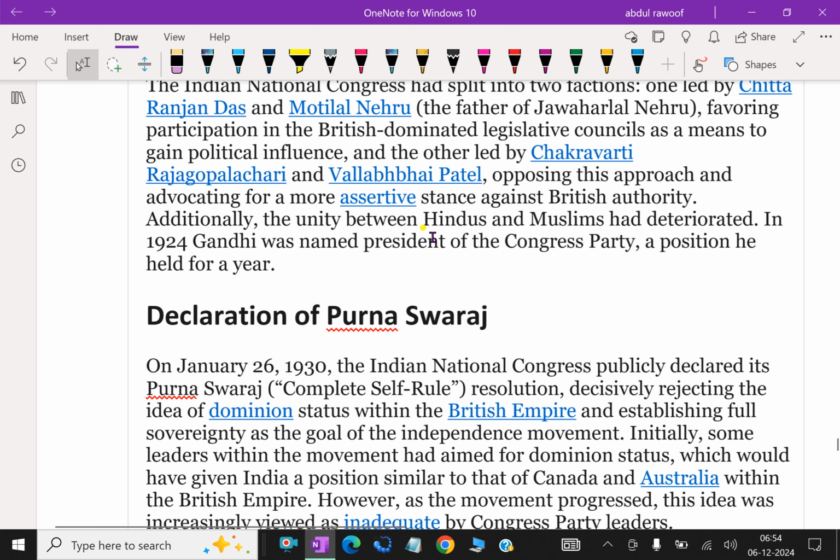Additionally, the unity between Hindus and Muslims had deteriorated. In 1924, Gandhi was named president of the Congress Party, a position he held for a year.